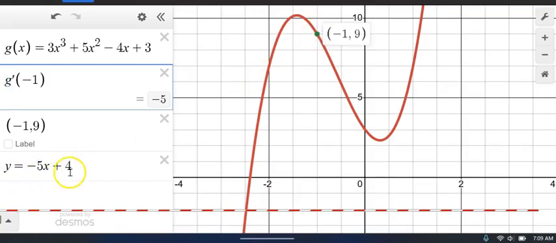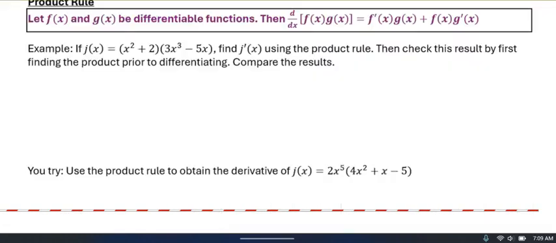And if we take that equation that we found earlier and just graph that, you can see that it makes a beautiful tangent line to the graph right there at that point. Okay, hope that makes sense with what we did algebraically. There's a visual of it. Okay, on to the next page.